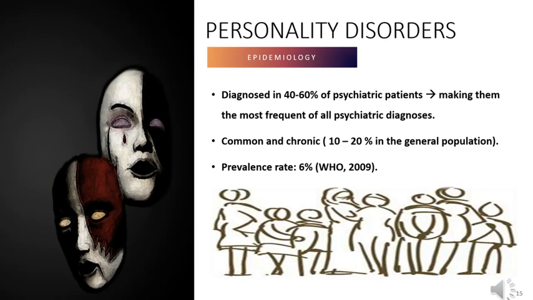In general, personality disorders are diagnosed in 40 to 60% of psychiatric patients, making them the most frequent of all psychiatric diagnoses. They are common and chronic, accounting for about 10 to 20% in the general population. In 2009, a screening survey across 13 countries by the WHO using DSM-4 criteria reported an estimate of around 6% prevalence for personality disorders.